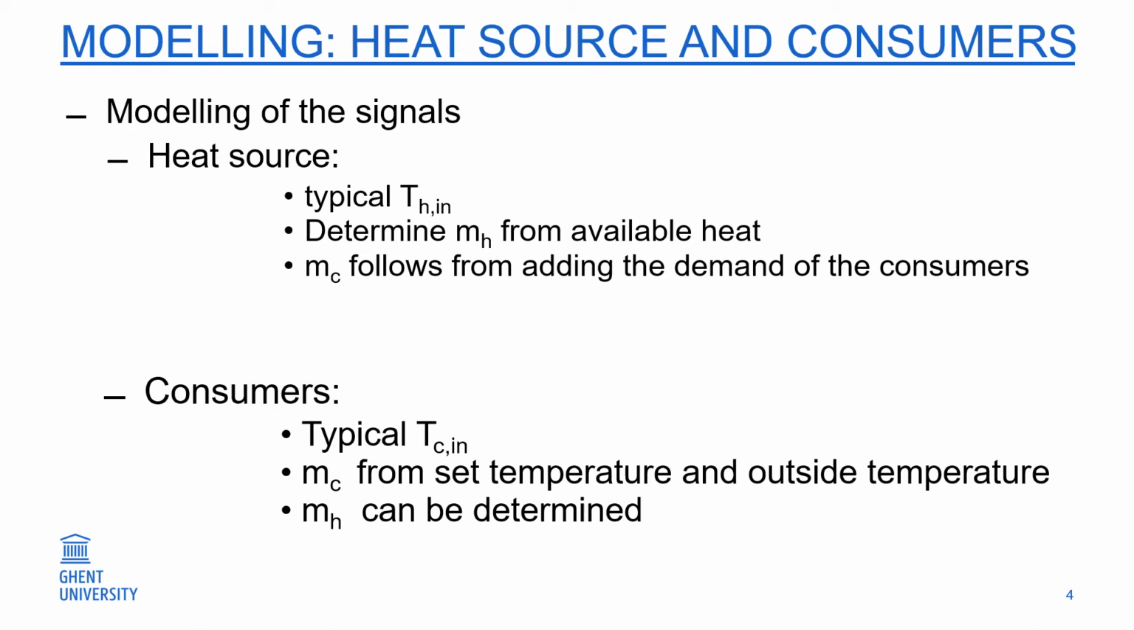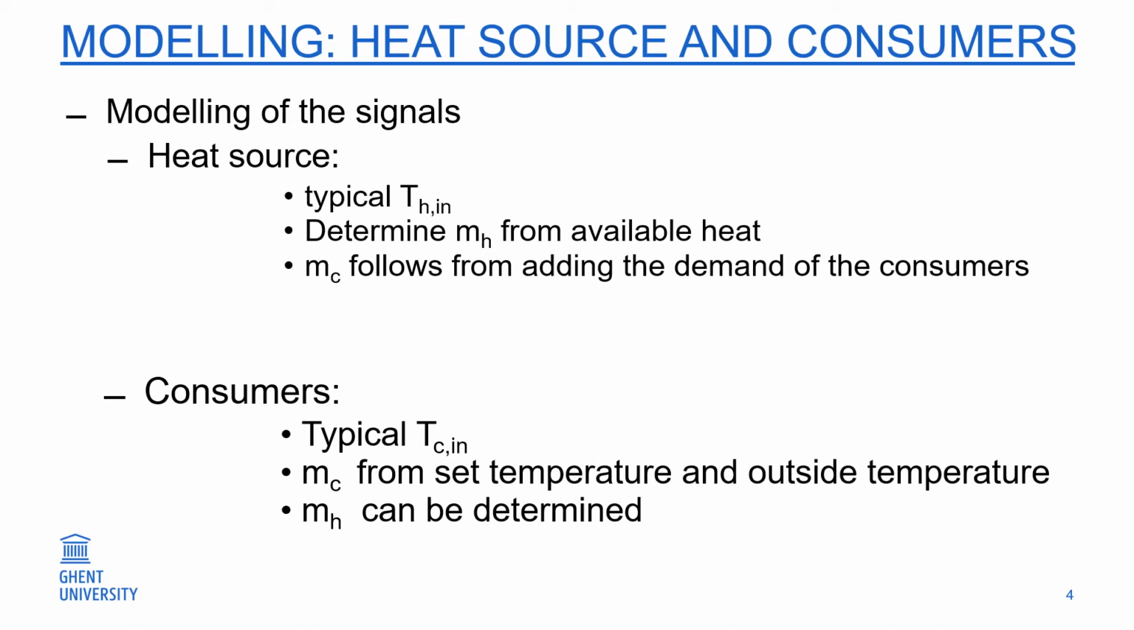For the consumer, we again chose a typical value of the inlet temperature, this time at the cold side. In the consumer, we started from a certain set temperature and an outside temperature. Based on the difference of the actual temperature inside of the consumer and the set temperature, and some heat loss due to temperature difference with the environment, we could determine the heat needed to heat up the consumer. When combining these results with the inlet temperature, the mass flow rate at the cold side could be determined, and from the heat needed to heat up the house or the consumer, the mass flow rate that the consumer should tap off from the network can also be determined. So M subscript H.